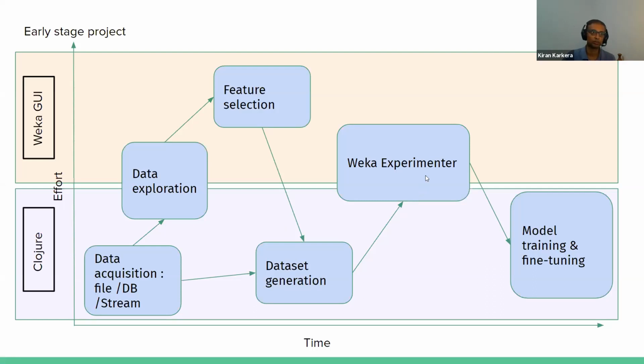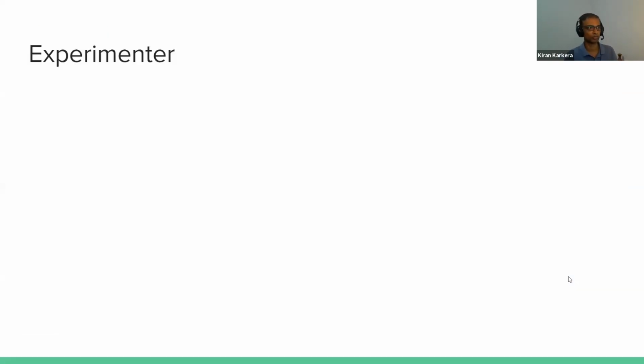So the Weka experimenter is a way to create multiple data sets and compare their performance on multiple classifiers or regressors. So it's an M cross N matrix. You can also use it in lieu of AutoML. I'll just address that. And finally, from a project perspective, once I'm familiar with which classifiers are doing well and what is a data set that's working well, I'll jump back to model training and fine tuning in Clojure itself, and gradually I will stop using the GUI.